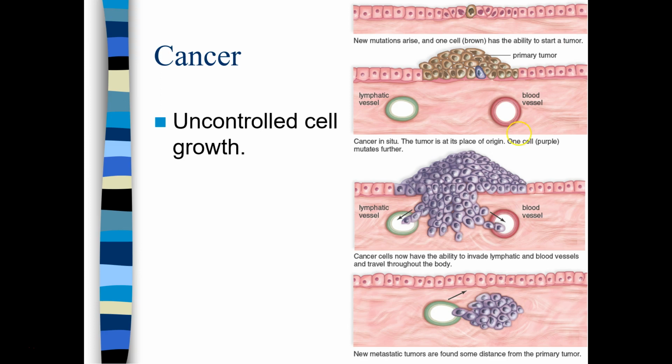We'll start here. So what happens with cancers? Cancer is also the result of mutation. So new mutations arise, and one cell has the ability to start a tumor. Now, it's not even really a cancer yet. A tumor is just some uncontrolled growth, but as long as it stays in the place that it is, it's not really carcinogenic. It can be a problem, but it's not a cancer. A cancer is defined by it spreading beyond where it was supposed to be, or beyond the tissue type that it originated in. And now we have primary.